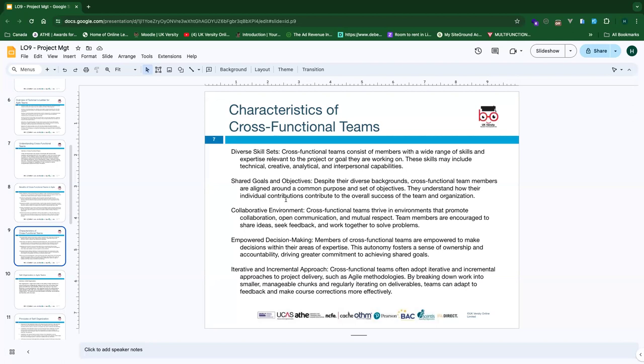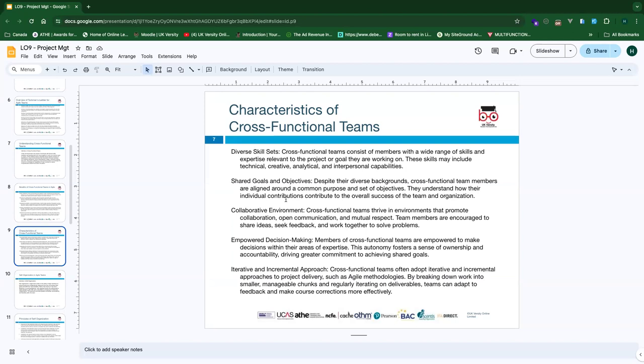And like I said, since we've been talking about this topic, we'll be talking about collaborating and effective communication a lot. So yeah, that's one thing to point out. Empowered decision making. Members of cross-functional teams are empowered to make decisions within their areas of expertise. This autonomy fosters a sense of ownership and accountability, driving greater commitment to achieving shared goals.